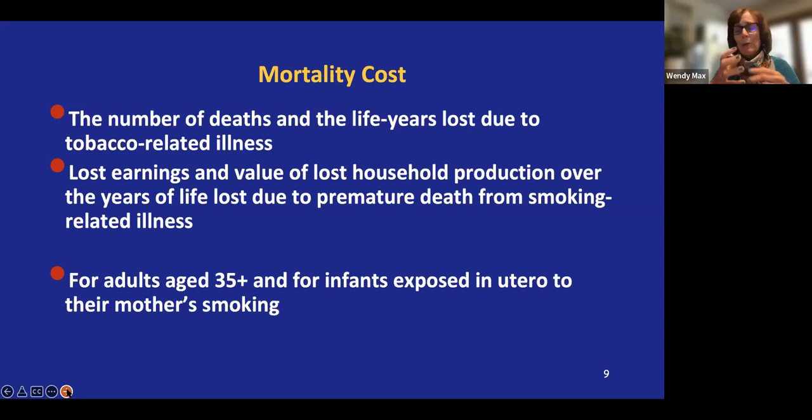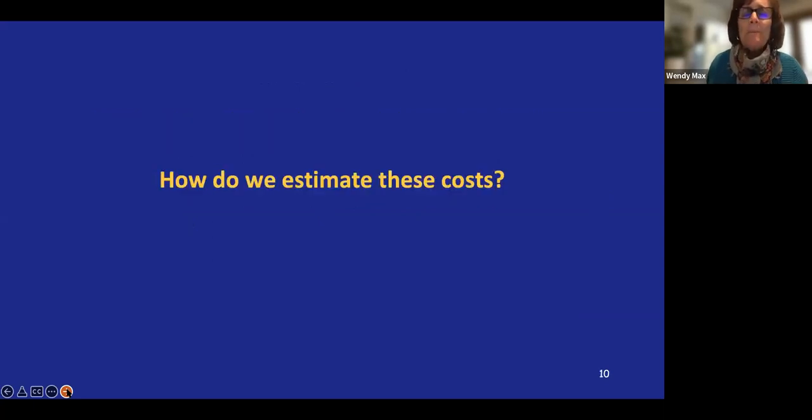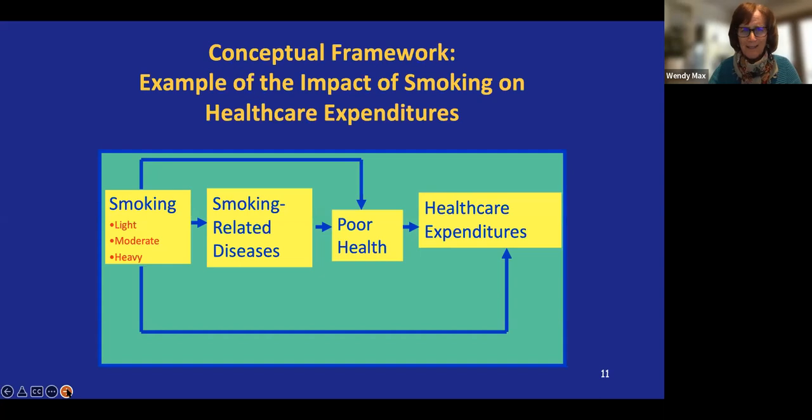And so here we include primarily adults, 35 and over, who are likely to die of tobacco-related illness because there is a cumulative impact. But we know that there are also infants who are exposed in utero who also suffer from tobacco exposure. So let me say a little bit more about how we would estimate these costs.